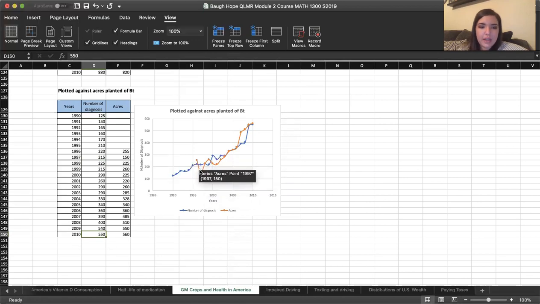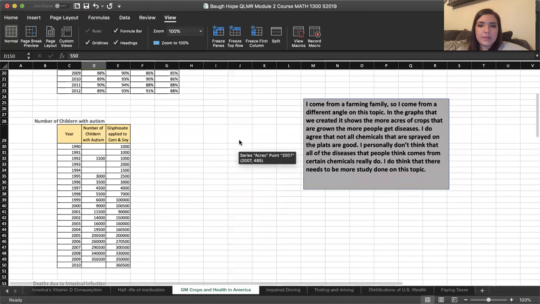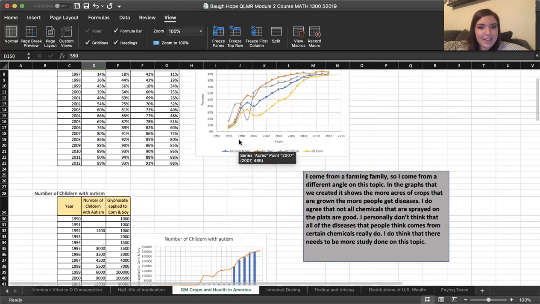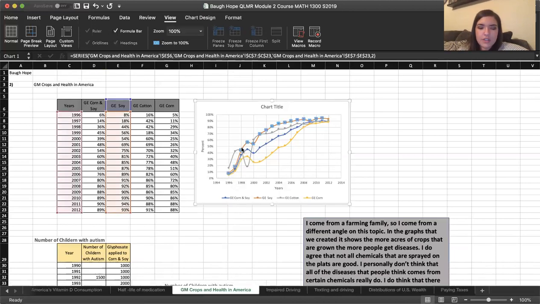So the acres are in orange here, and then the blue is the number of diagnoses. But like I said, I do think there still needs to be more research, and there is research being done, so hopefully we'll have more of an understanding in a couple of years. But like here it shows the blue is the corn and soy. The orange is just the soy. And then the gray is cotton only, and the yellow is the corn only.